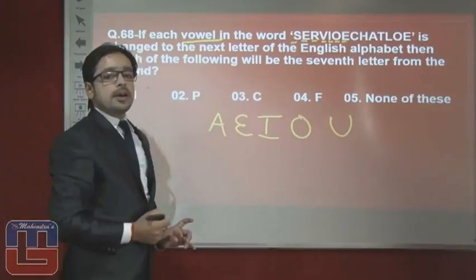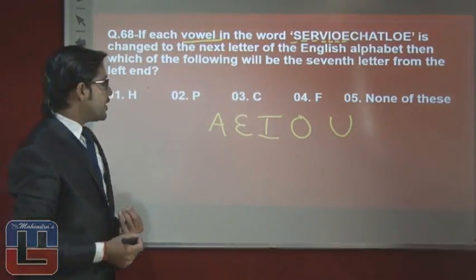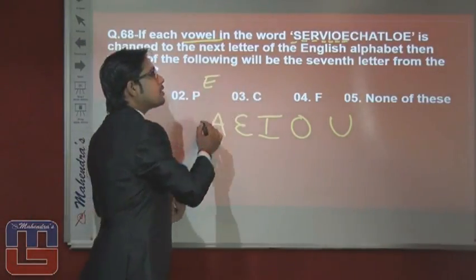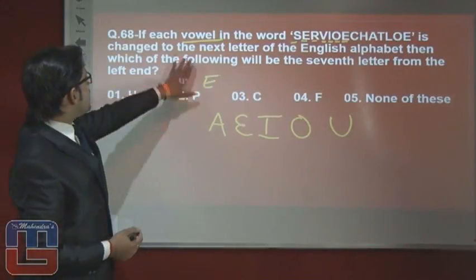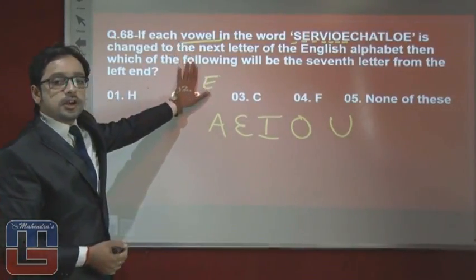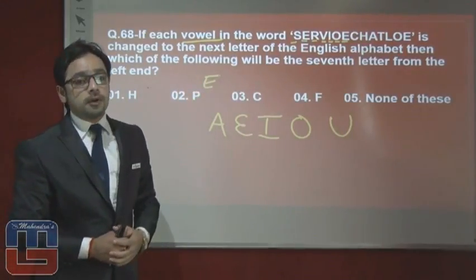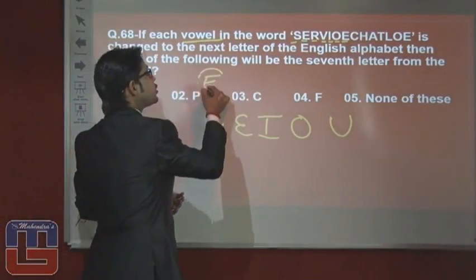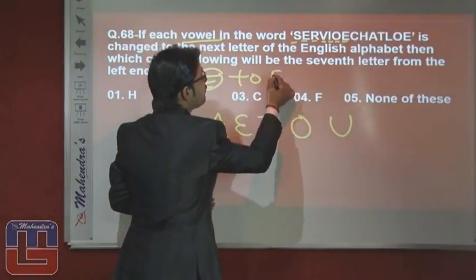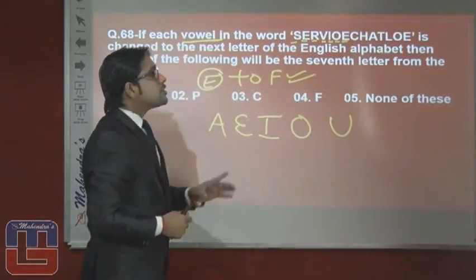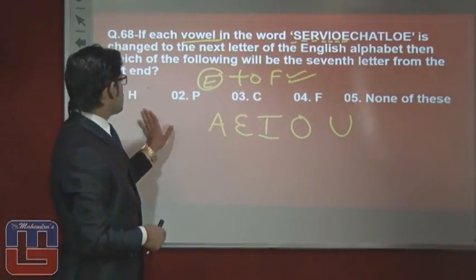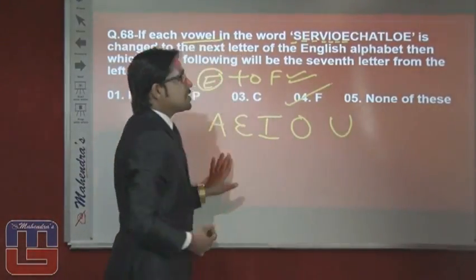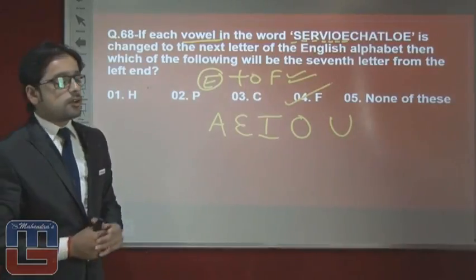You can see here the letter which we have found is E, and as per the requirement of the question, examiner wants to know that each vowel you should change to the next letter of the English alphabet. So we should change E to the next letter, that is F. So our answer will be the 7th letter from the left end, that is F, which is given in option number 4. So we can say that the correct answer of this question will be F.